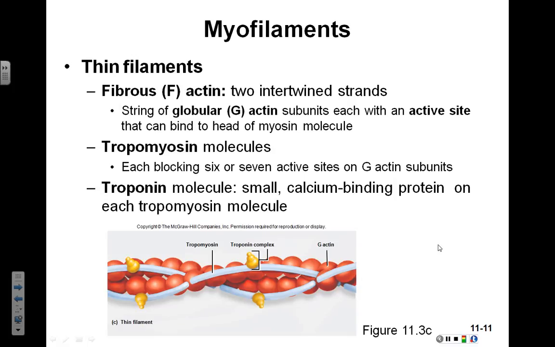And of course, troponin sits on top of tropomyosin. However, if you decide to write the notes from the board, and the muscles in your hands are contracting, what's going to happen? Calcium is going to bind to troponin. Tropomyosin is going to be removed, exposing those active sites so that myosin, the head, can bind to the active site. Each tropomyosin blocks 6 or 7 active sites. You can't see them now because they're covered up, right?